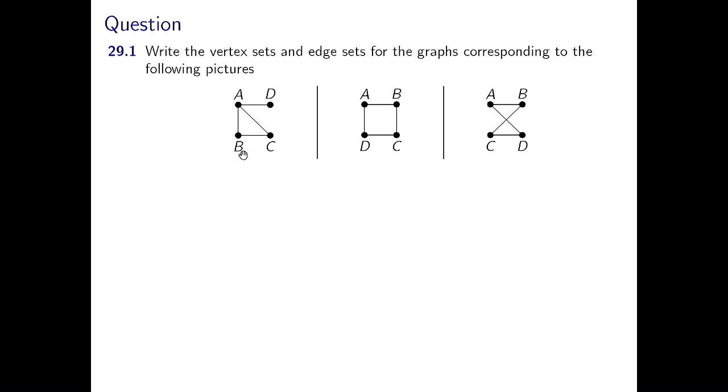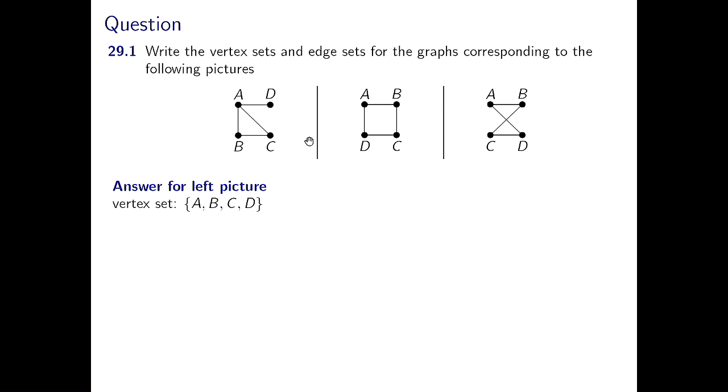So, question 29.1 in the notes says, write down the vertex sets and the edge sets for the graphs corresponding to the following pictures. Okay, what's the vertex set going to be for all of these graphs? Set containing A, B, C, D. Okay, what are some edges of this graph? C. I think I heard all of them in that.